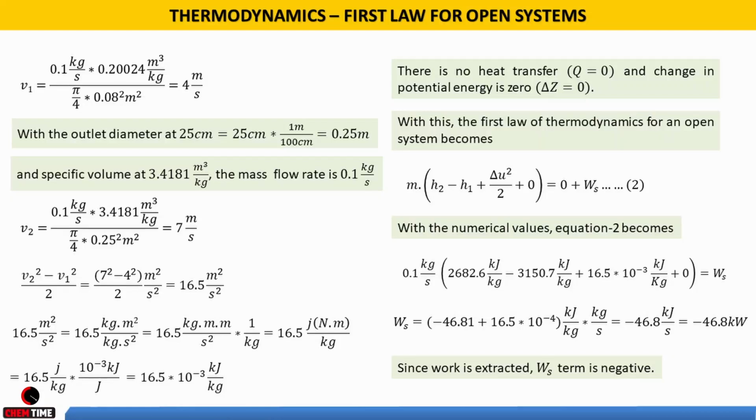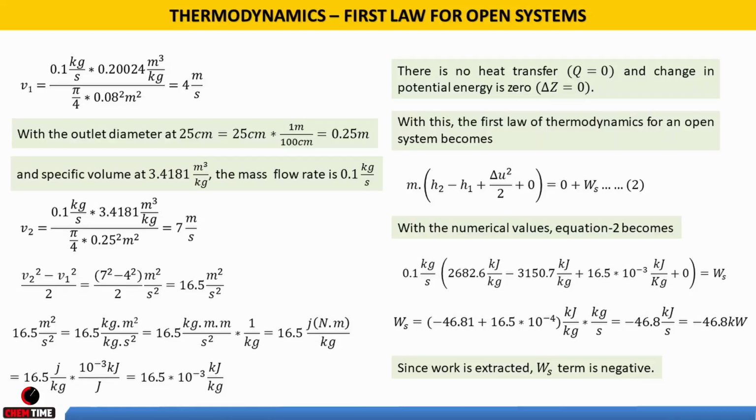The outlet diameter is 25 centimeter, that is 0.25 meters. The specific volume is 3.4181 meter cube per kg. The mass flow rate is 0.1 kg per second. With this, the outlet average velocity is 0.1 kg per second into 3.4181 meter cube per kg divided by pi by 4 into 0.25 square, which gives rise to 7 meters per second.